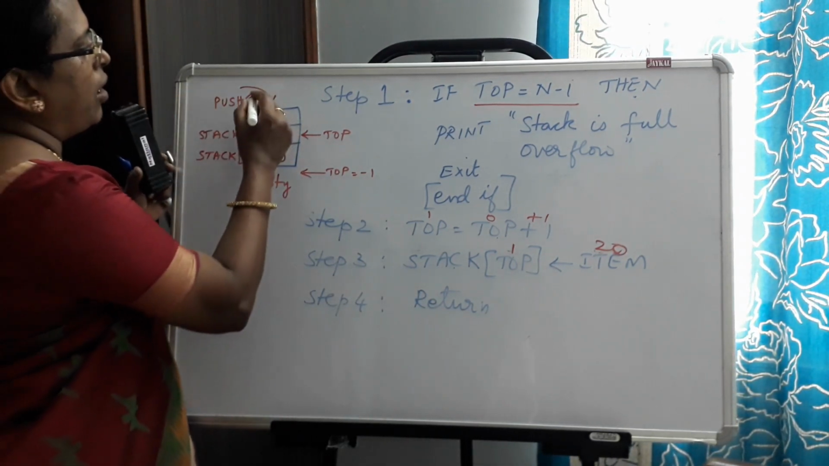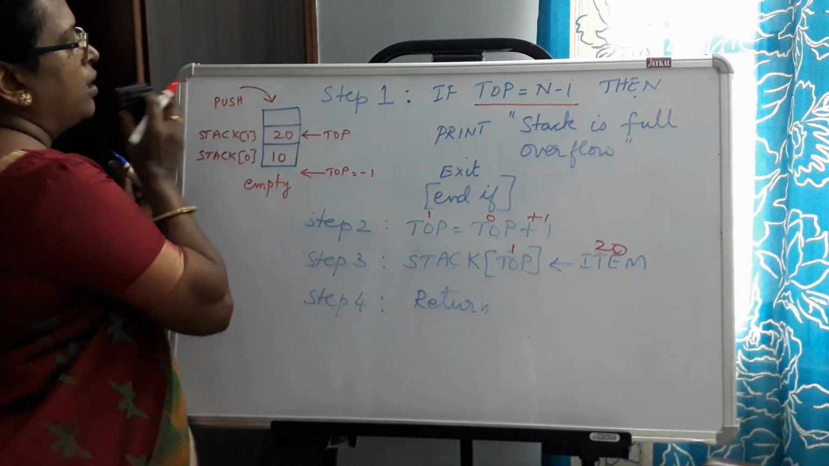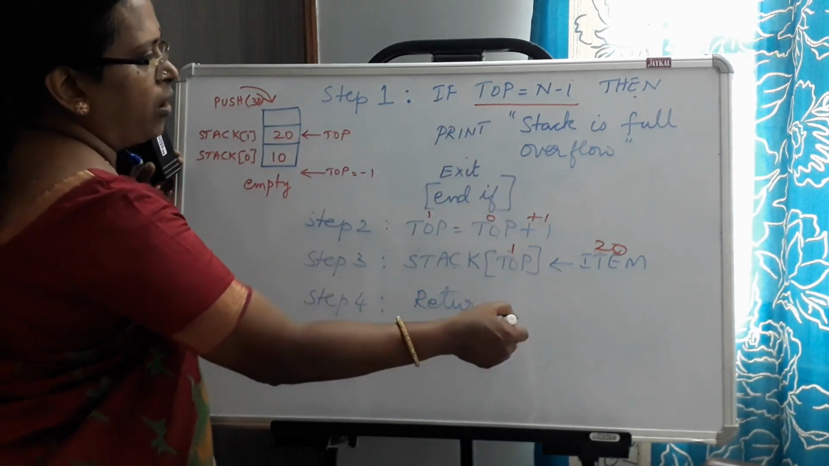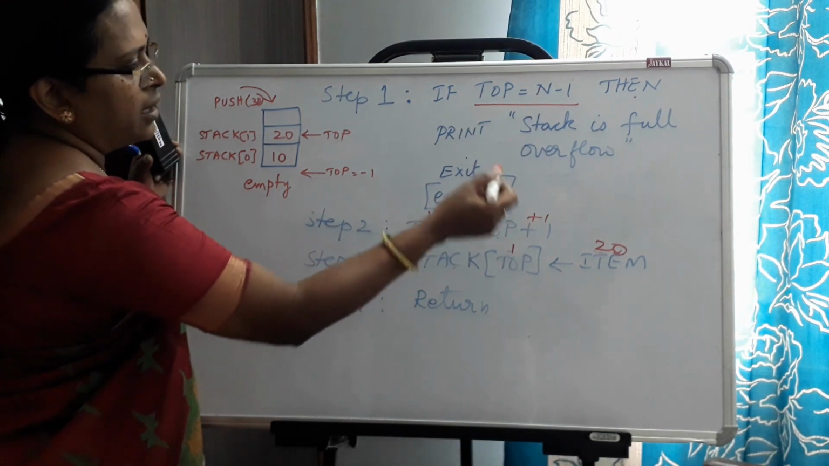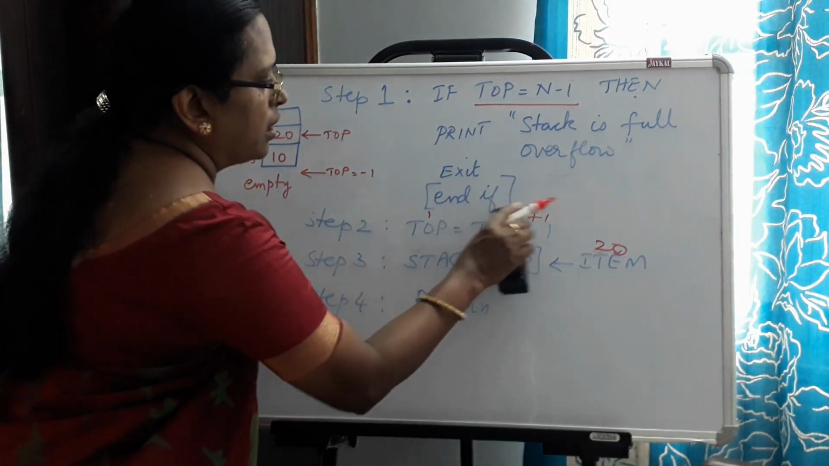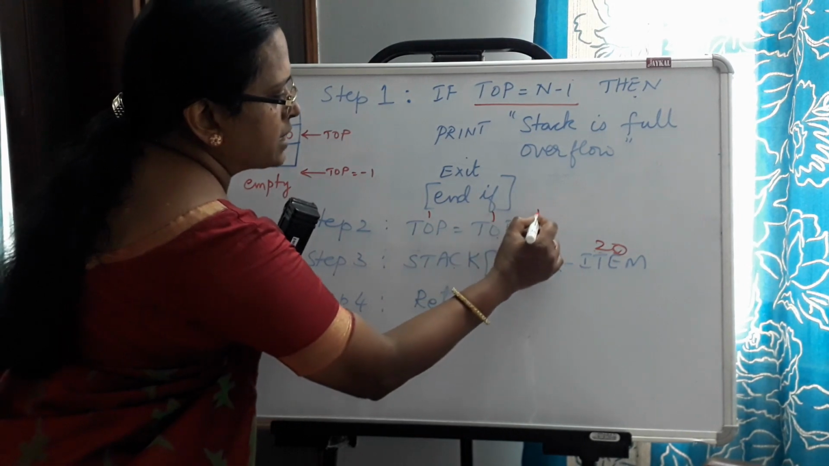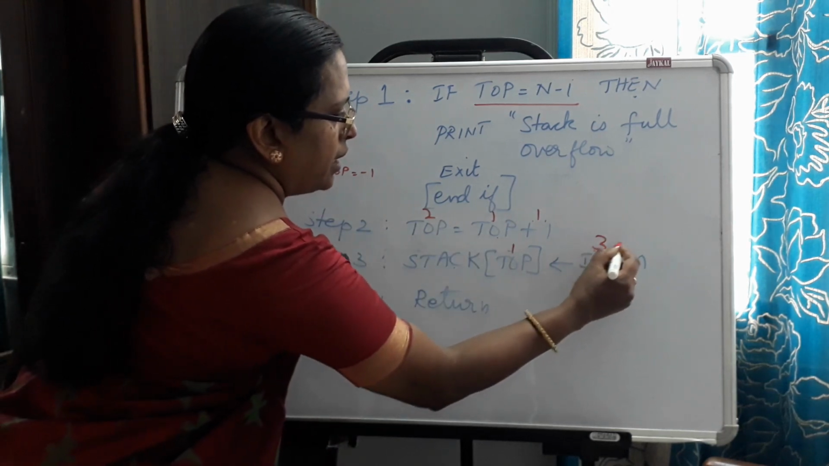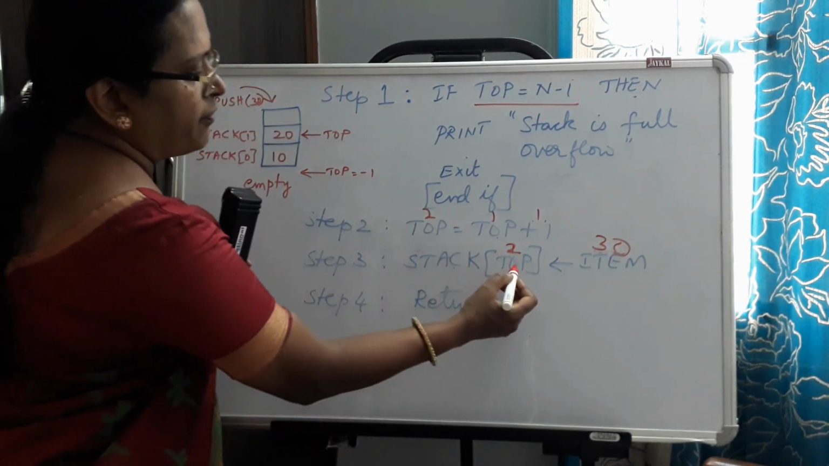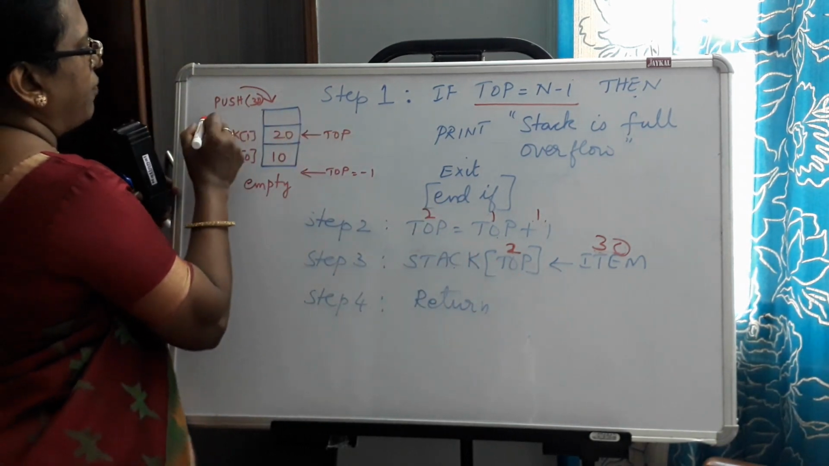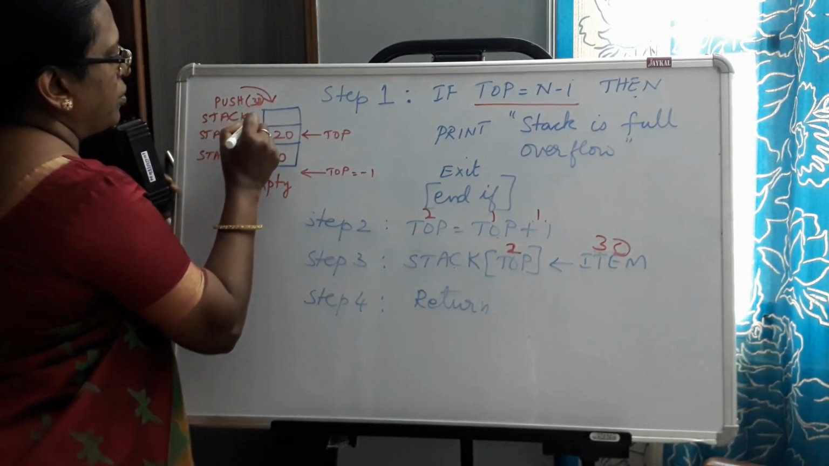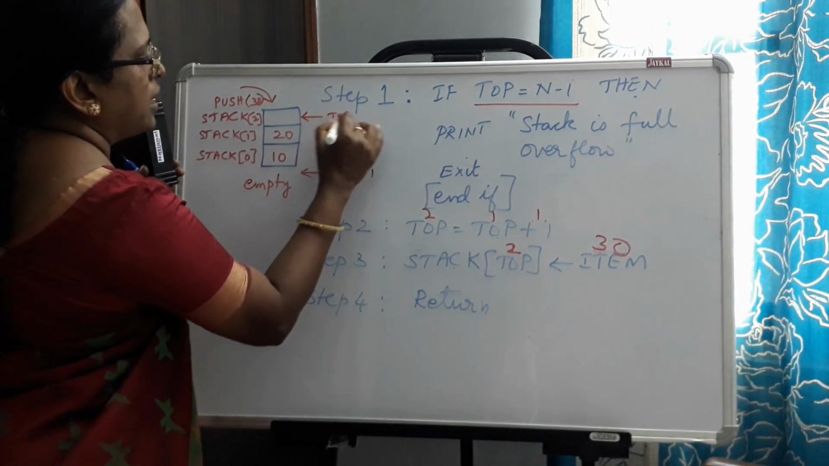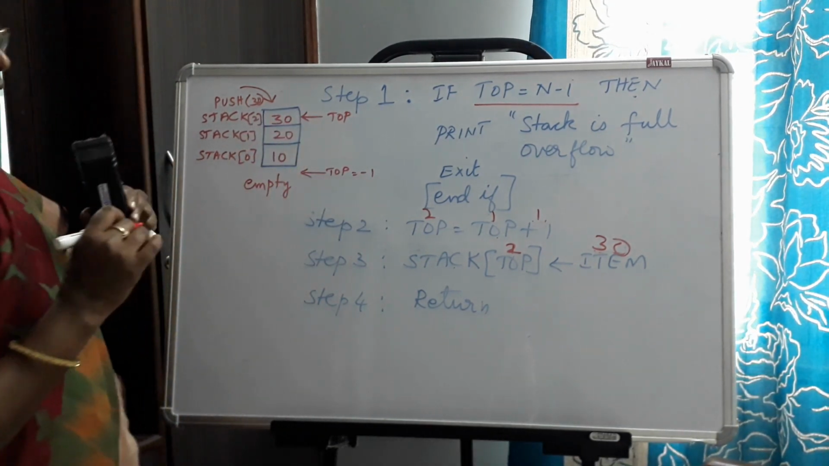From there we call the push algorithm with a different value, say 30. The same procedure is followed. Check for the overflow condition, it is not true, and increase the top pointer by 1. 1 plus 1 is 2. Next you insert 30 into the stack of 2 location. So stack of 2 is this, where you insert; first the top pointer changes, top pointer comes to this location, then you insert 30 into the stack.